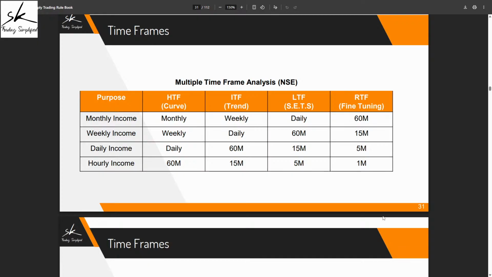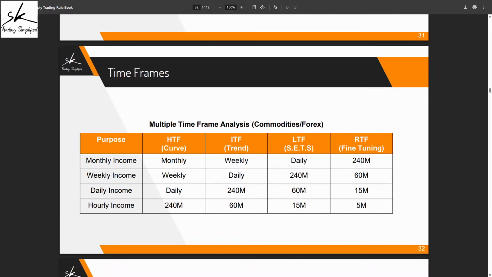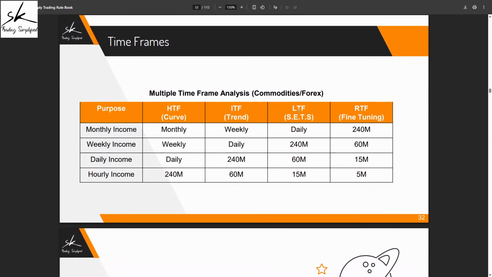Now, very important, remember this table, which is on page number 31, is specifically for the NSE market because this market is only open for 6 hours and 15 minutes. But if you're trading markets which are open for longer durations, like your commodities, forex, maybe some international market, cryptocurrencies, then you can look into this table, which is on page number 32.